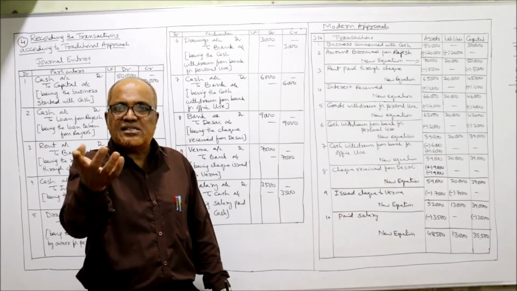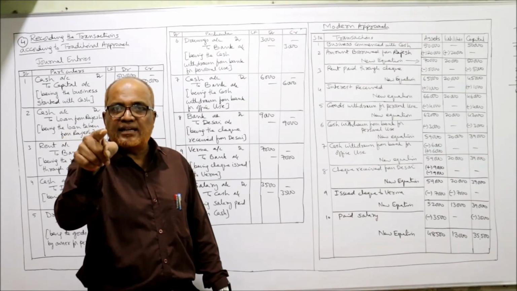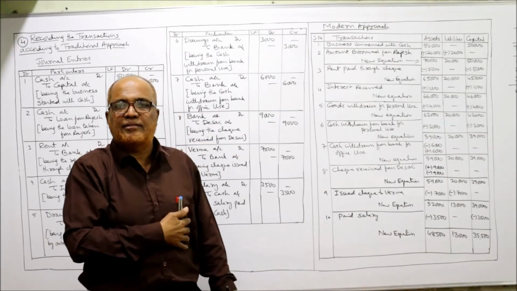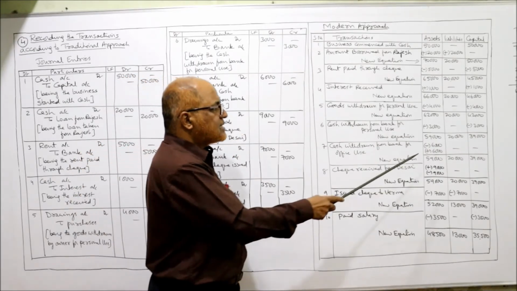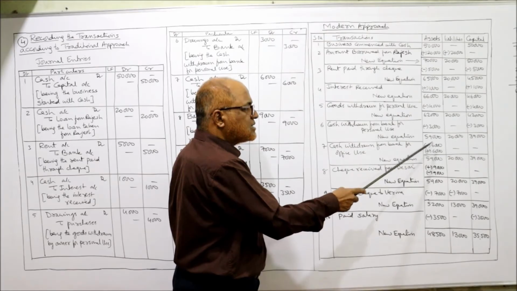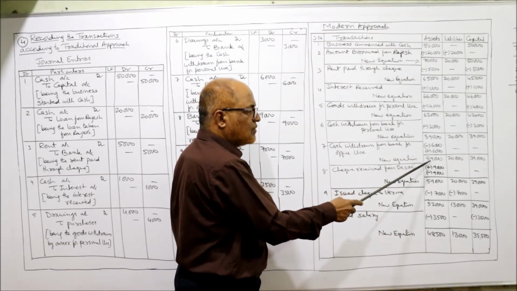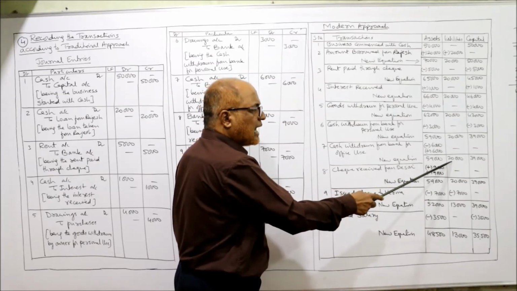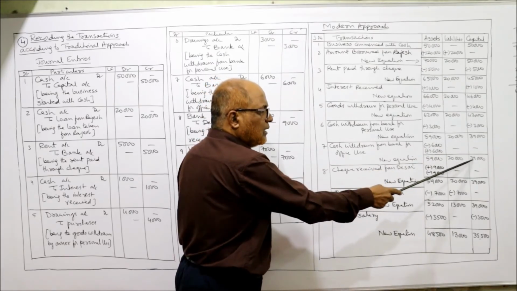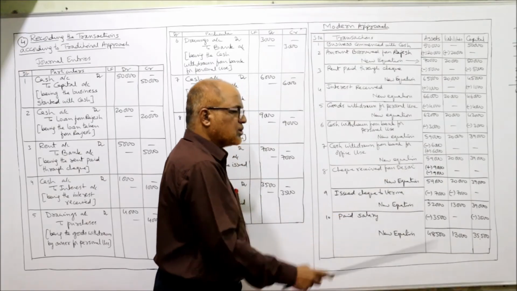The asset increased, cash in hand. The asset decreased, bank balance. So minus 6,000 plus 6,000, balance remains the same, 59,000. 59,000 minus 6,000 plus 6,000, 59,000 same. No change in liability, no change in capital. So 20 plus 39, 59, new equation.